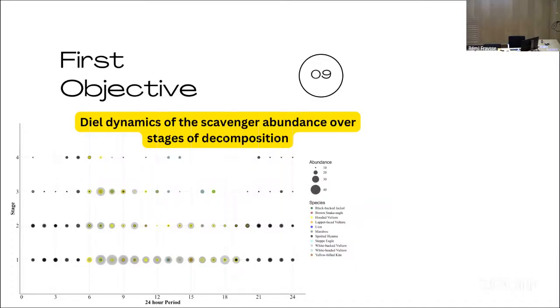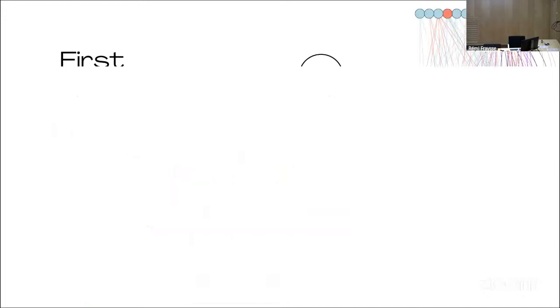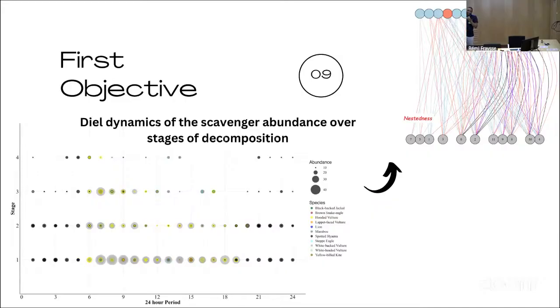What was happening with the stages of decomposition? So from stage 1, when the carcass is still fresh, you found that they're also coming in high numbers. But as time went on, going to stage 4, you find fewer species, fewer individuals in terms of abundance coming to feed, right? Which is also related to that nestedness. Again, so now it's more clear.